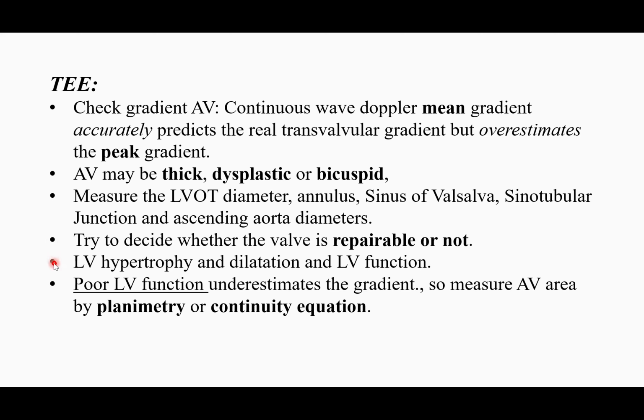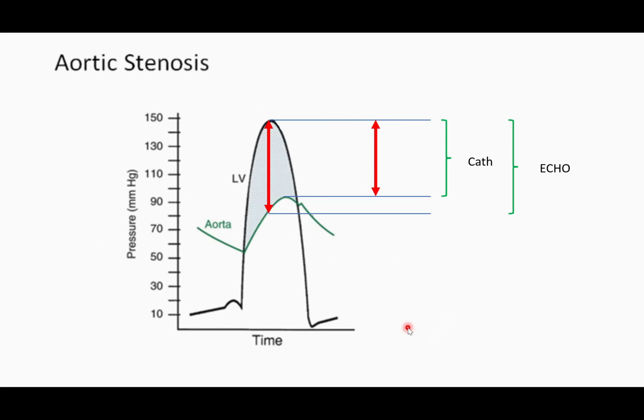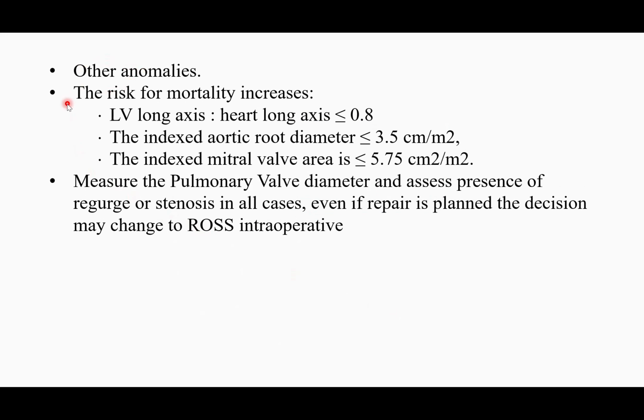Left ventricular hypertrophy and dilatation and left ventricular function. Poor LV function underestimates the gradient, because to generate a gradient we need a good LV function. So if the LV function is poor, the gradient is underestimated. So in these cases we measure the aortic valve area by planimetry or by the continuity equation. These measurements are not affected by the LV function. We check other anomalies. We do a full study.